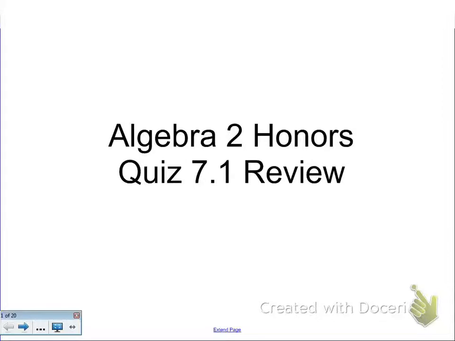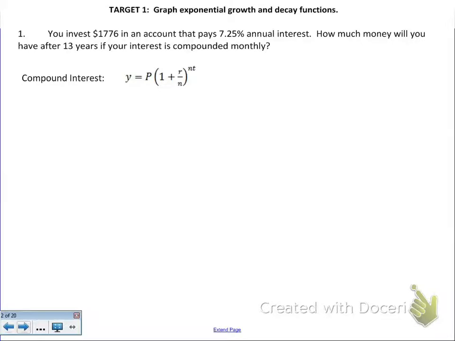Okay, here's our review for our Algebra 2 Honors, Chapter 7, Quiz 1 review. Starting off with a compound interest question. You invest $1,776 in an account that pays 7.25% annual interest. How much money will you have after 13 years if your interest is compounded monthly? So hit pause, try the problem, come back for the explanation.